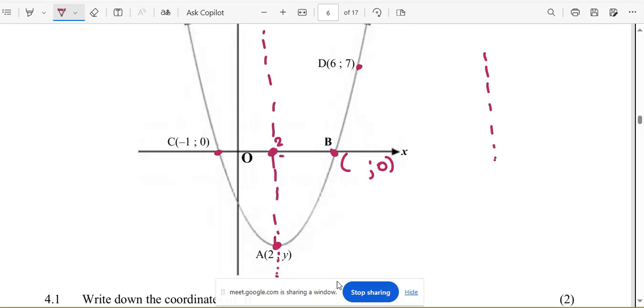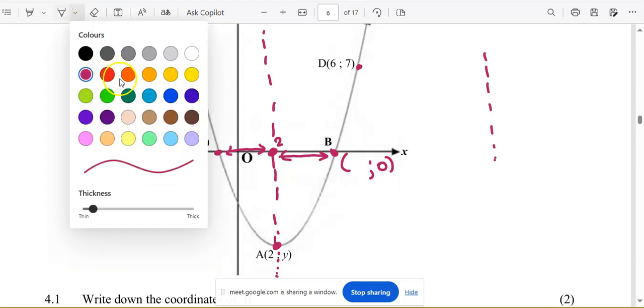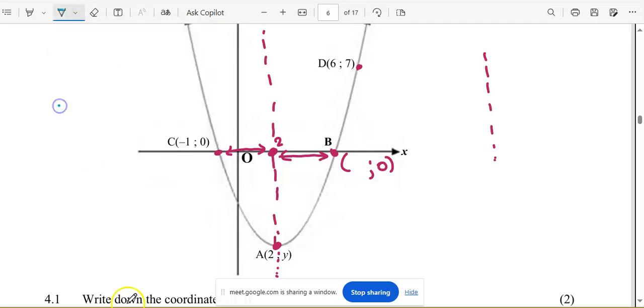So the distance from this point going that side should be equal to the distance from that point going that side. Maybe you want me to highlight this with a different color. Well, I can do that so that everyone can understand. Guys, this distance here should be equal to that distance there. So if we count, if this is 2, I move from -1 to 0. That's 1 point. From 0 to 2, that's another 2 points.